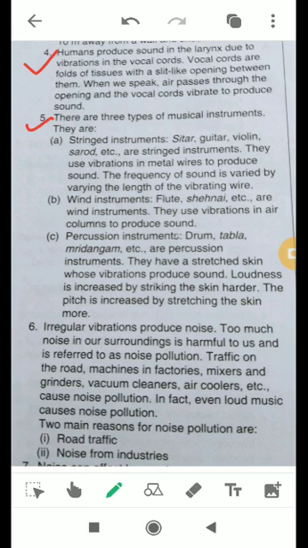Okay, then let us see the 6th question. What do you mean by noise pollution? What are the main causes of noise pollution? Irregular vibration produces noise. Too much noise in our surroundings is harmful to us and is referred to as noise pollution. Traffic on the road, machines in factories, mixers and grinders, vacuum cleaners, air coolers, etc. cause noise pollution. In fact, even loud music causes noise pollution. 2 main reasons for noise pollution are road traffic and noise from industries.